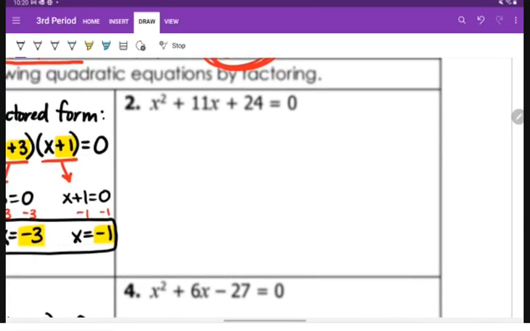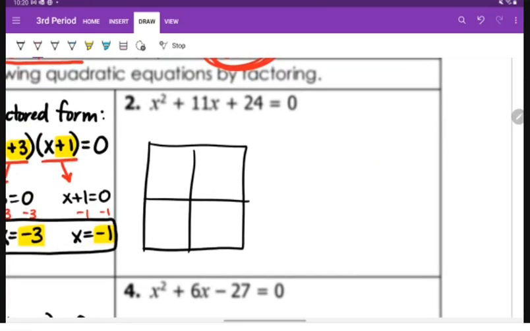For number 2, we're going to start with an x squared and a positive 24 in our rectangle. And our factors are both going to start off with x. Let's make a list of numbers that multiply together to give us 24. 1 times 24, 2 times 12, 3 times 8, 4 times 6.